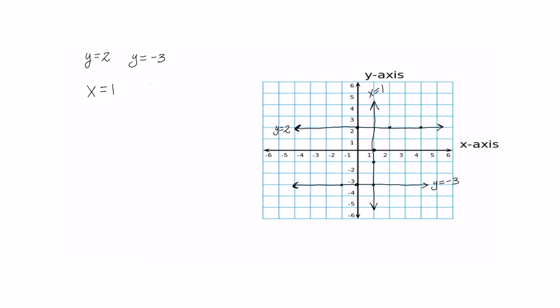Suppose we graphed x equals negative 5. Well, if we graph x equals negative 5, that means that our points are going to be all along the x value of negative 5, and once again that produces a vertical line. Okay. So there are some basics of graphing linear functions.